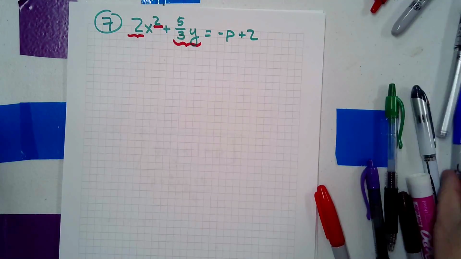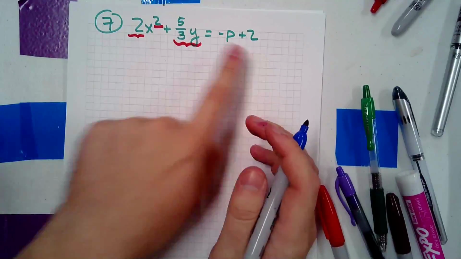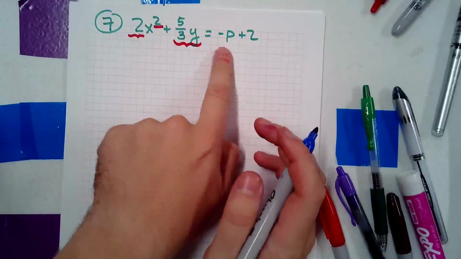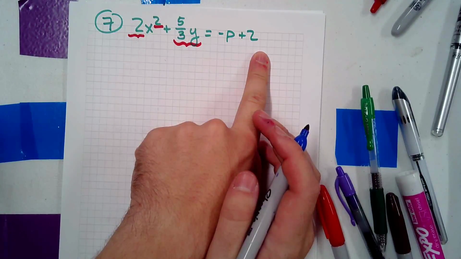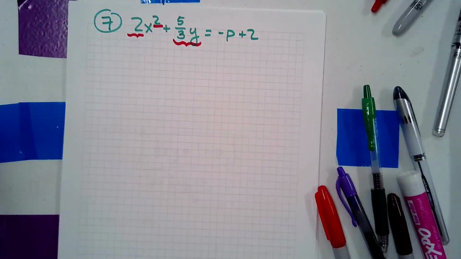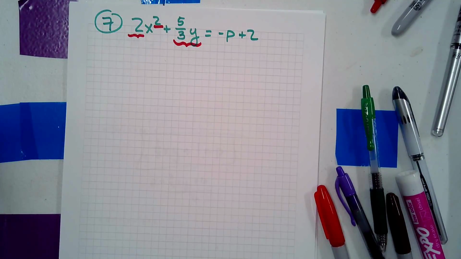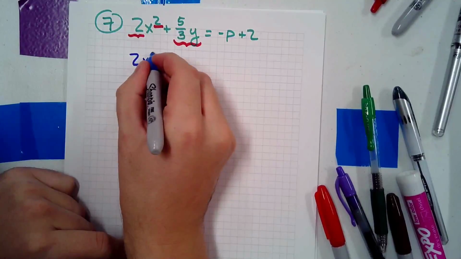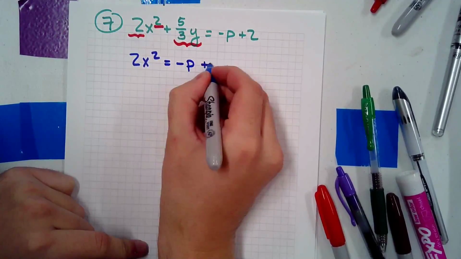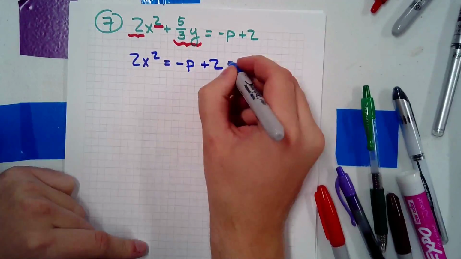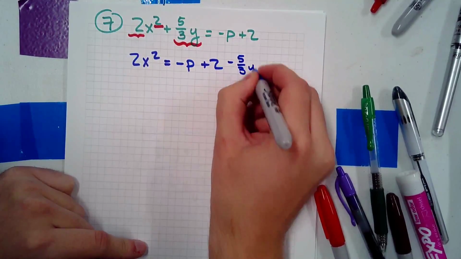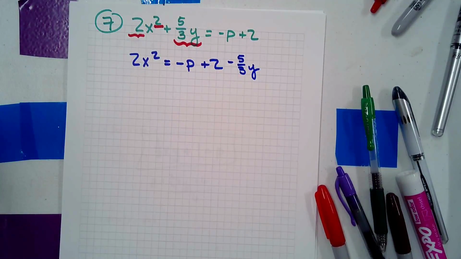So here's what we're going to do. Let's move this first. Again, you can divide by 2 to start out, but everything has to be divided by 2. I'd rather just move everything out of the house first before we do the divorce, okay? It's sneaky. So here we go. 2x squared equals negative p plus 2, the stuff that's already there. And we're going to subtract the 5/3 y to the other side. We're moving the whole term. So we either add or subtract. We're going to subtract because it's positive.